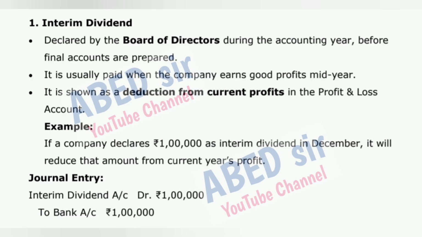Declared by the Board of Directors during the accounting year before final accounts are prepared. It is usually paid when the company earns good profits mid-year. It is shown as a deduction from current profits in the profit and loss account. Example: if a company declares 1 lakh rupees as interim dividend in December, it will reduce that amount from current year's profit. Journal entry: interim dividend A/c Dr. 1 lakh rupees, to bank A/c 1 lakh rupees.